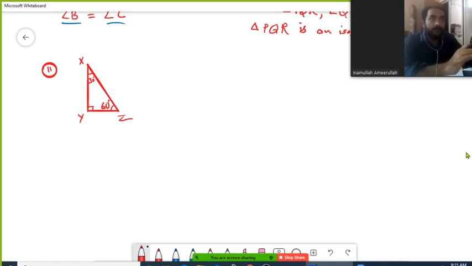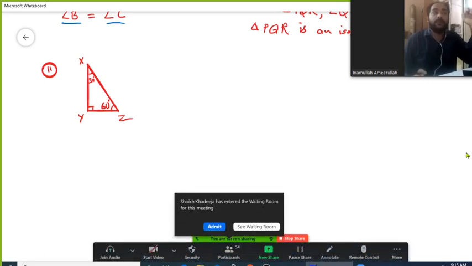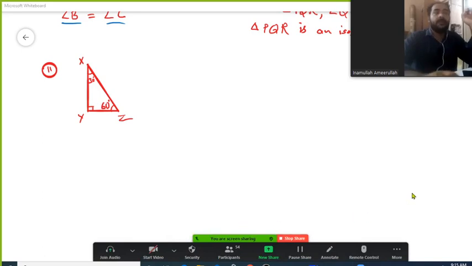So if any triangle fulfills these two criteria, meaning it is a right angle triangle, as well as all three angles of this triangle are in such a way that one angle is 30 and the other is 60 and the third is 90 degrees, you can use two theorems on this triangle.